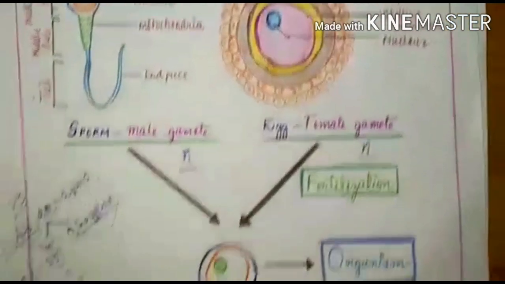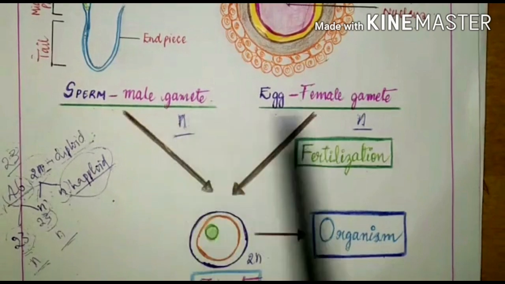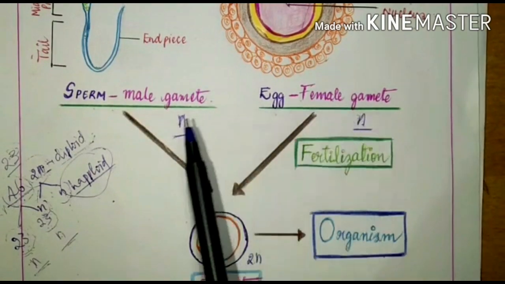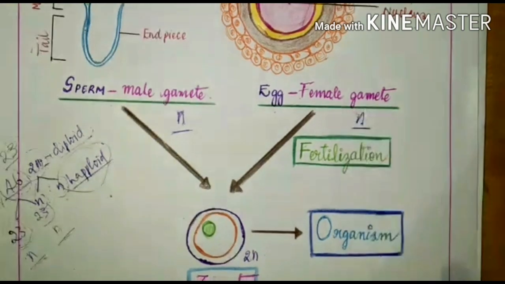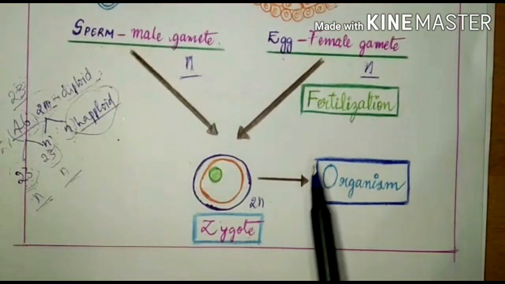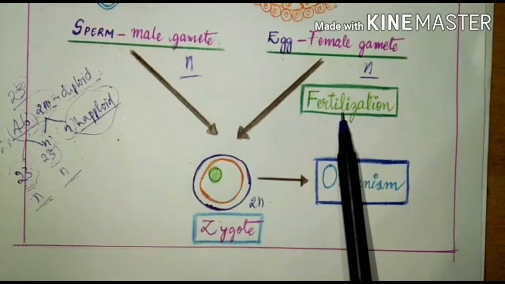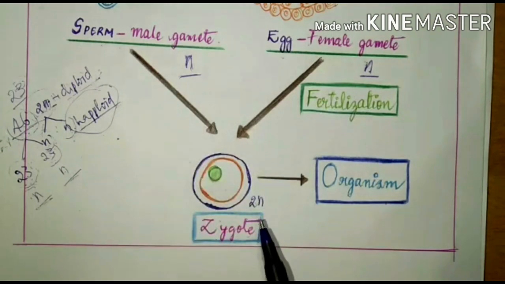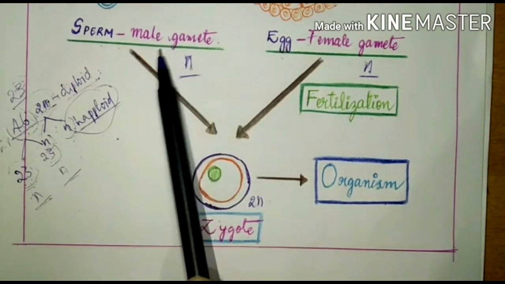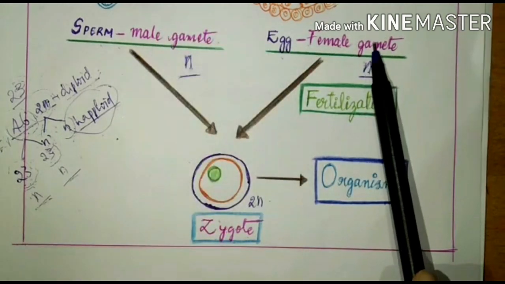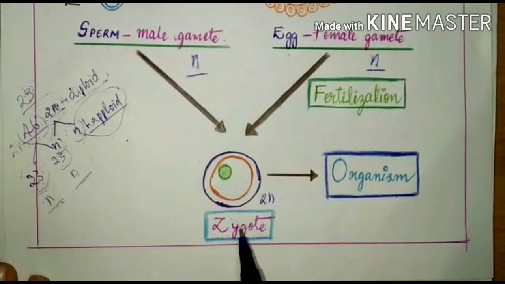I have told you that these gametes have a haploid number of chromosomes, right? When the male gamete fuses with the female gamete, we get a zygote. This process we call fertilization. So what is happening here? This haploid male gamete and this haploid female gamete are fused to form a diploid zygote.